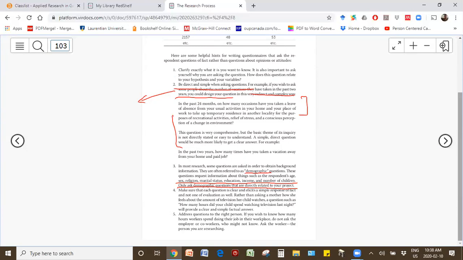The next point, make sure that each question is clear and gets a simple response of fact and not one of evaluation. Now, this is important for a questionnaire or a very structured interview.